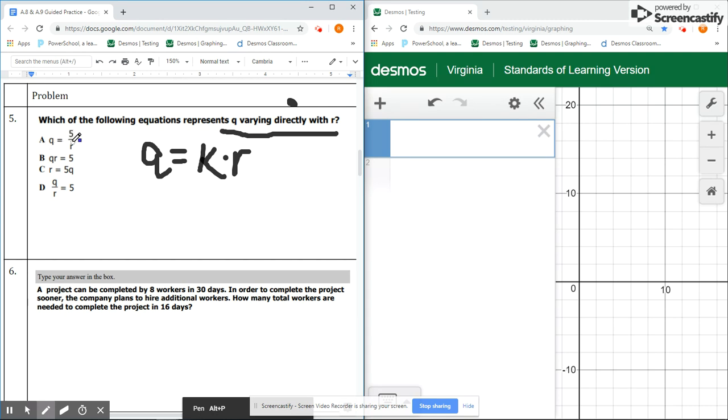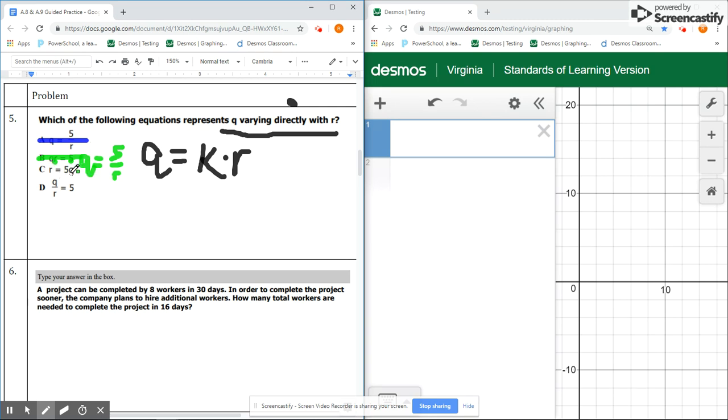This one, Q equals 5 divided by R. That's not what we have. We have times R, not that one. All right, next one. To solve for Q, we need to divide by R on both sides. When we divide by R, we get Q equals 5 divided by R. Again, we need something times R, not something divided by R. So this is not B.